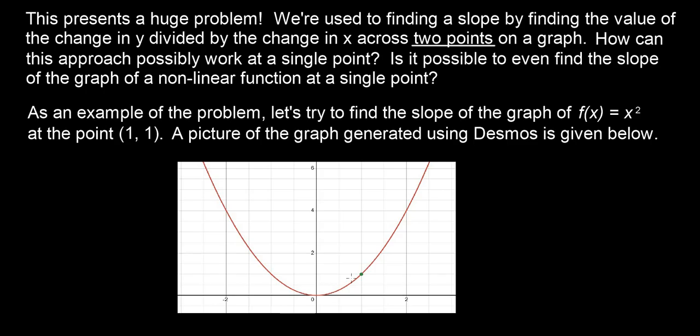We're going to try to measure the slope of the graph at that point 1, 1, which we might reasonably expect is going to be different from the slope any place else on that graph. But we're going to try to find that slope.